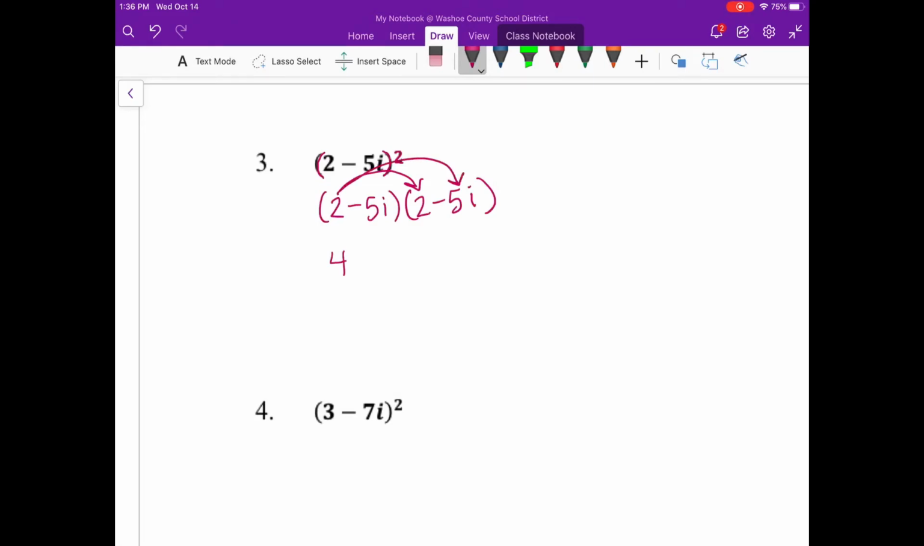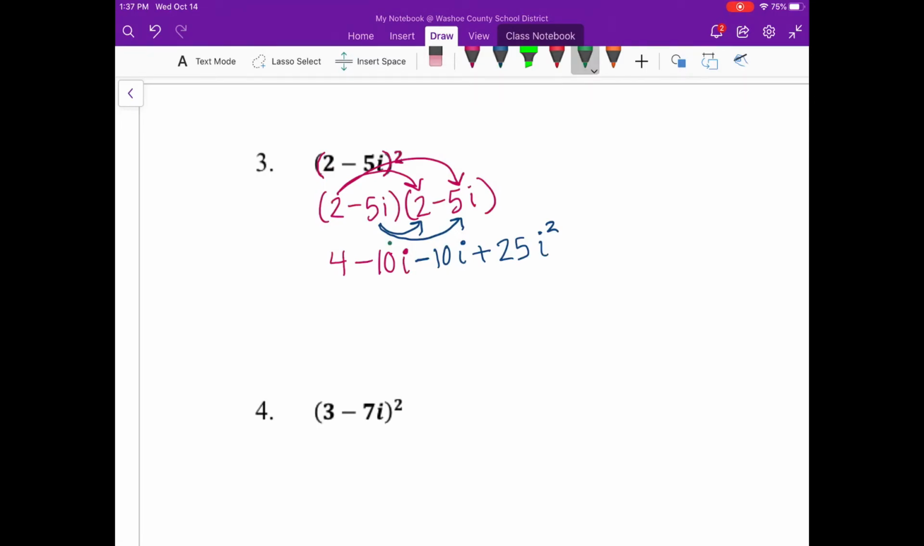2 times negative 5i. And for now, I just want you to think of the i's as x's. So just pretend these are x's, multiply it through. So 2 times the negative 5i is going to give me a minus 10i. Then I'm going to move on to the next term. Negative 5i times 2 is going to give me another negative 10i. And lastly, negative 5i times a negative 5i is going to be a positive 25. And i times i is going to become i squared.